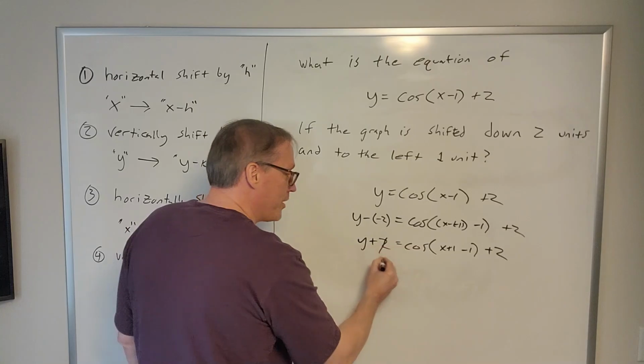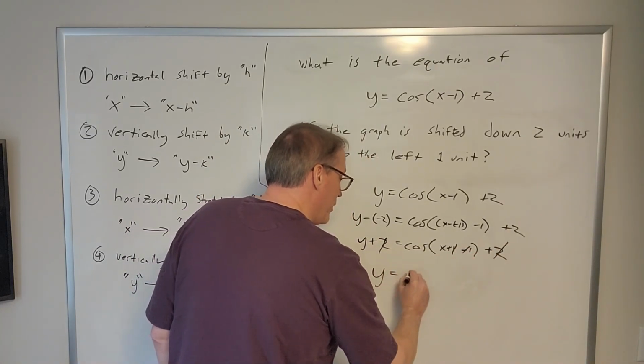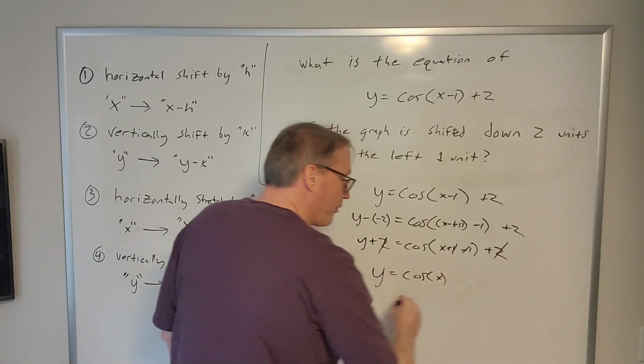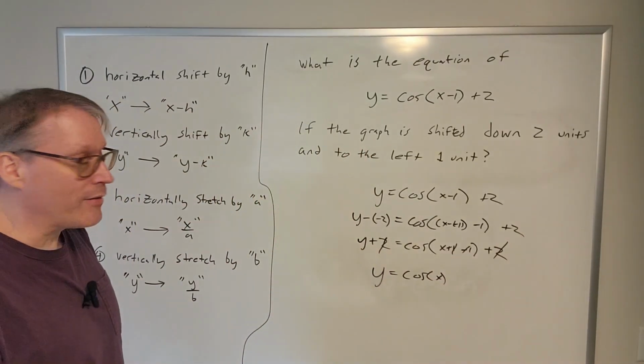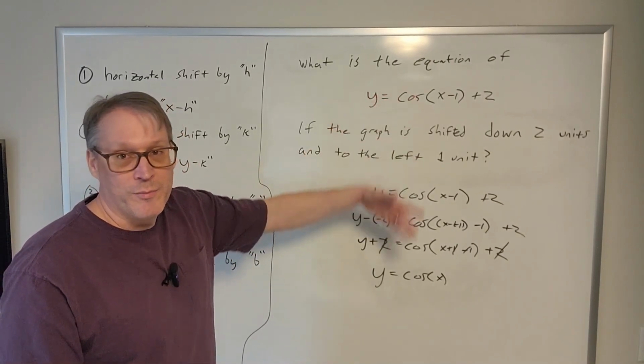Hey, look at that. The plus 2's cancel. The plus 1 minus 1 cancels. This just becomes y equals cosine of x. It's kind of a reverse translation. You usually start out with something and make it more complicated. You could start out with something more complicated and bring it right back.